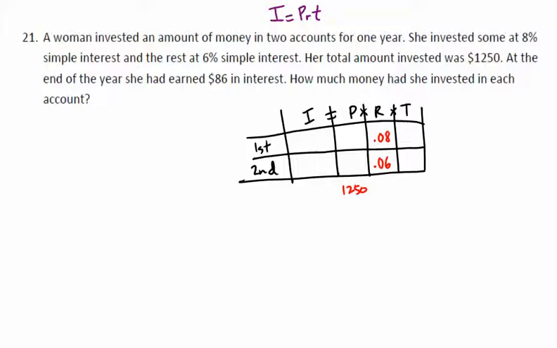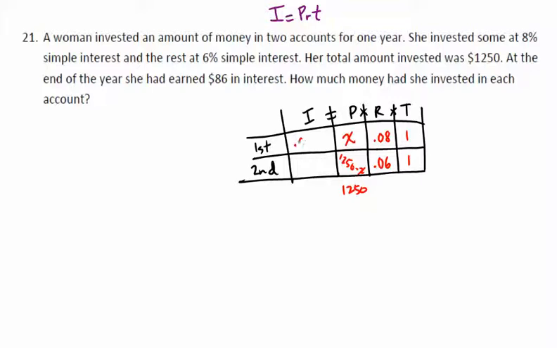We also know that this is only 1 year, at the end of the year. Since we know the total principal but not the individual amounts, we put an X for one of them. Then we subtract that from the total, giving us $1,250 minus X. We put a certain amount in the first account, then whatever's left over goes in the second. How do we find what's left over? We simply subtract the first amount from the total.